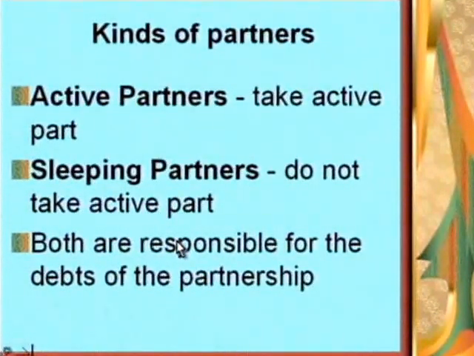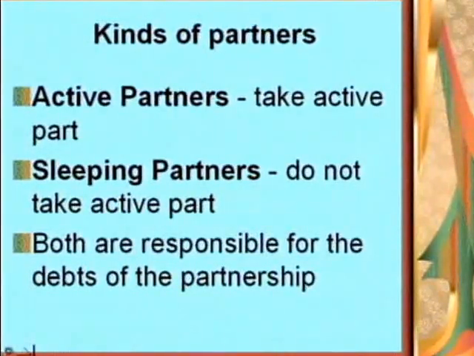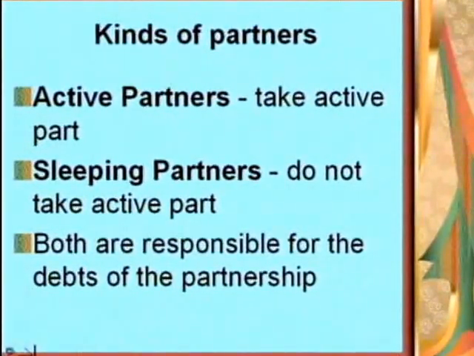Kinds of partners. There are two kinds of partners: active partners and sleeping partners. Active partners take an active part in the management of the firm. Sleeping partners do not have any active part in the management; they only share the profits or losses. But both active partners and sleeping partners are responsible for the debts and losses of the firm.